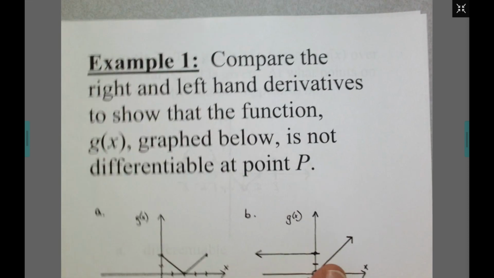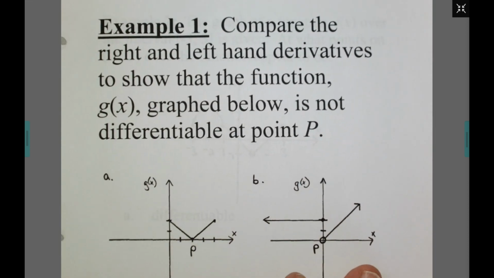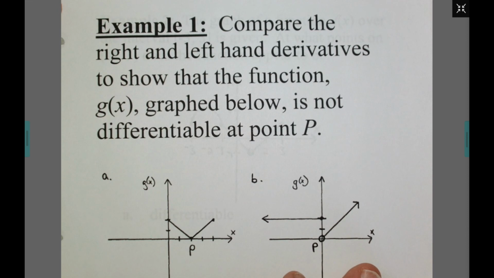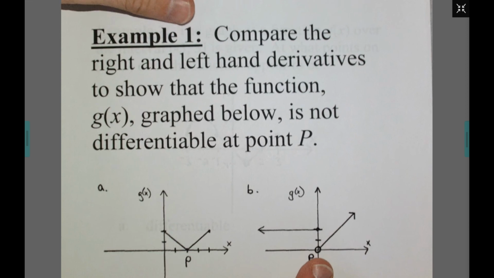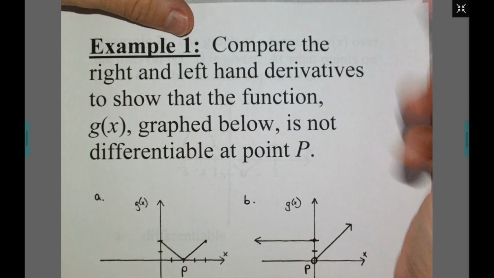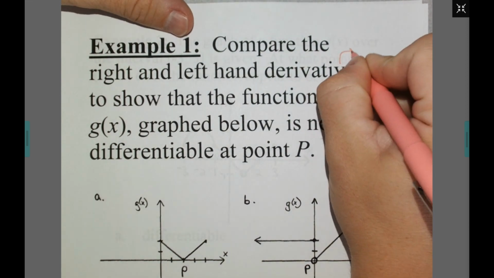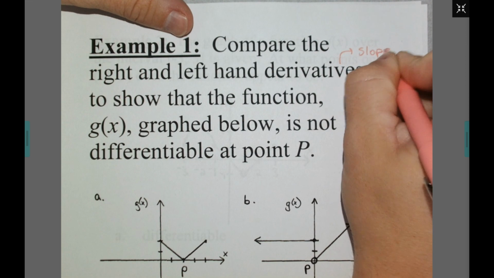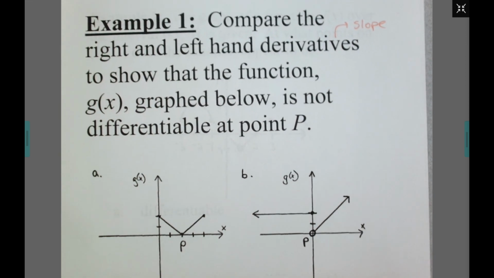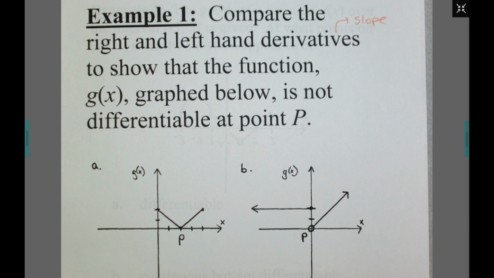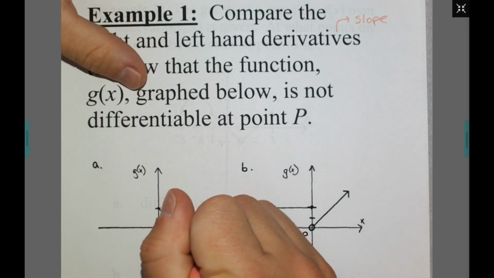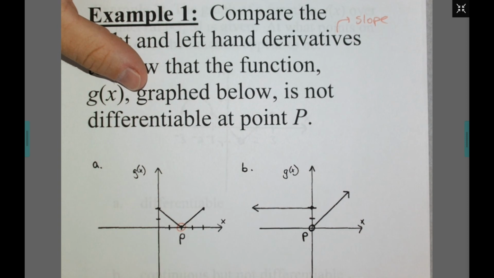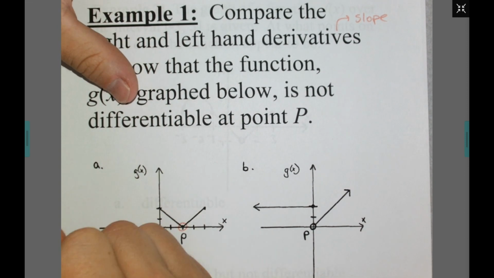All right, a couple examples here. Example 1, they want you to compare the left and right-hand derivatives to show that the function g of x, graph below, is not differentiable at the given points p. All right, so derivatives. As soon as I see the word derivative, I am thinking slope. And you won't have to plug into that huge formula we did in 3.1 because we were literally just finding the slope.